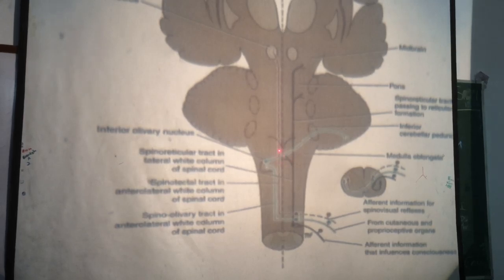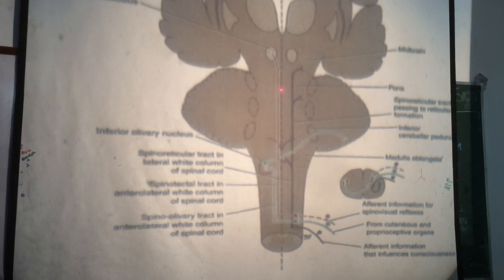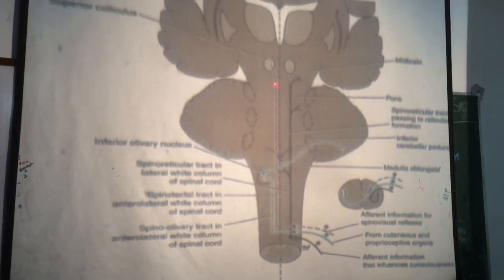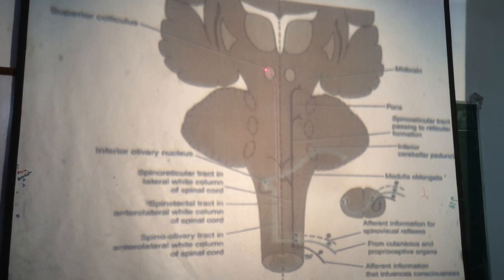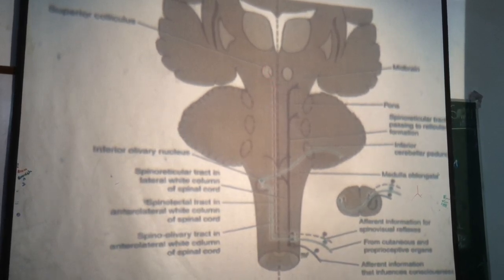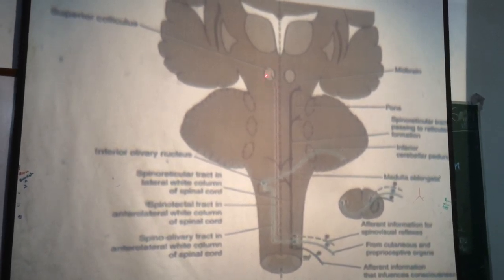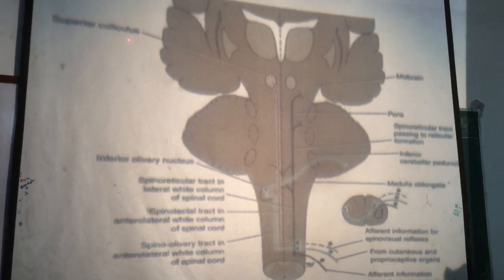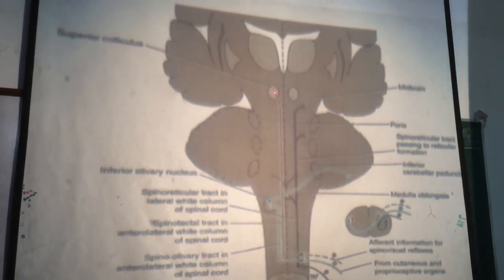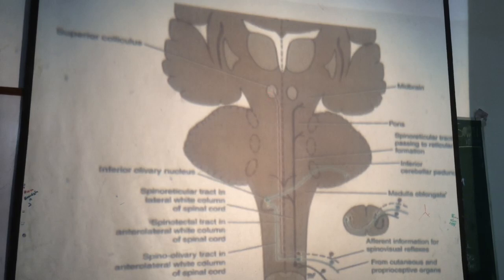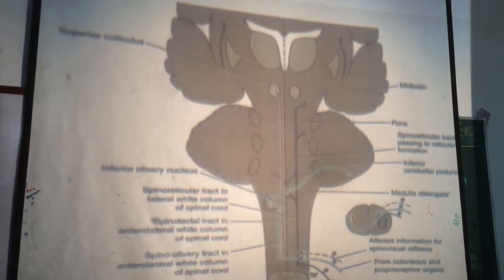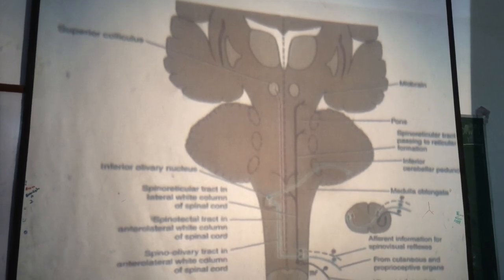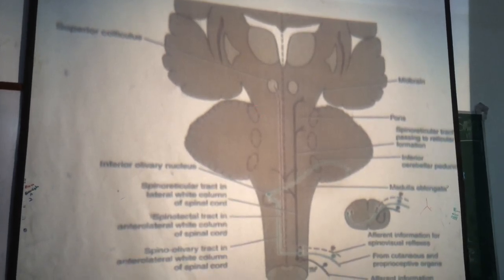The tract ascends through the pons and midbrain, and then terminates in the superior colliculus in the midbrain.